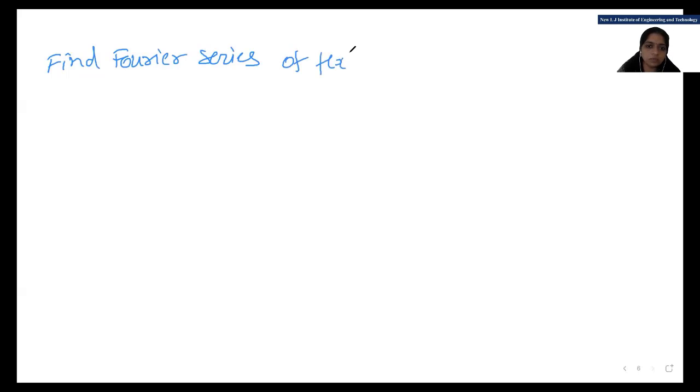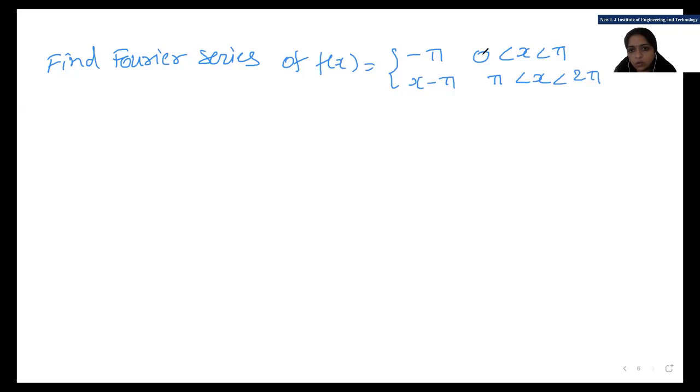of f of x equal to minus pi, for 0 less than x less than pi, and the other function is x minus pi, for pi less than x less than 2 pi. Students, our overall integral is 0 to 2 pi, but the given function is discontinuous at pi. Okay, so let's start with the solution.